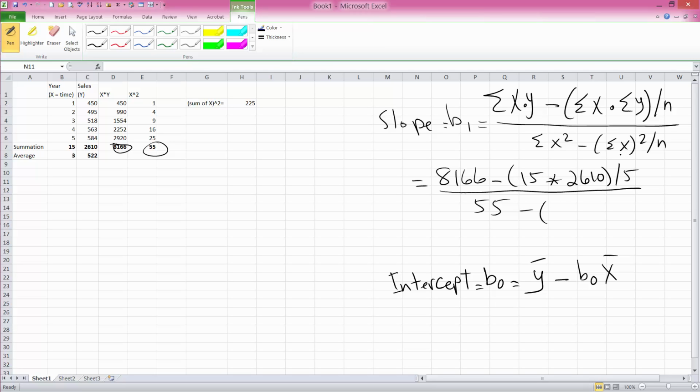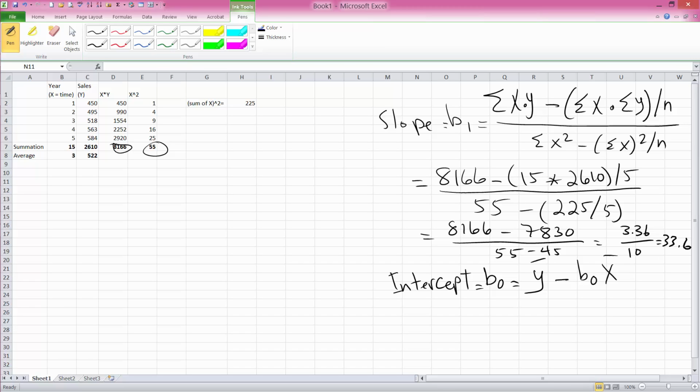Minus the summation of x's squared, which was 225, divided by n, which was 5. So that will give us for the numerator 8166 minus 7830, divided by 55 minus 45, which gives us 336 over 10, which is 33.6. All of this is our calculation for slope.